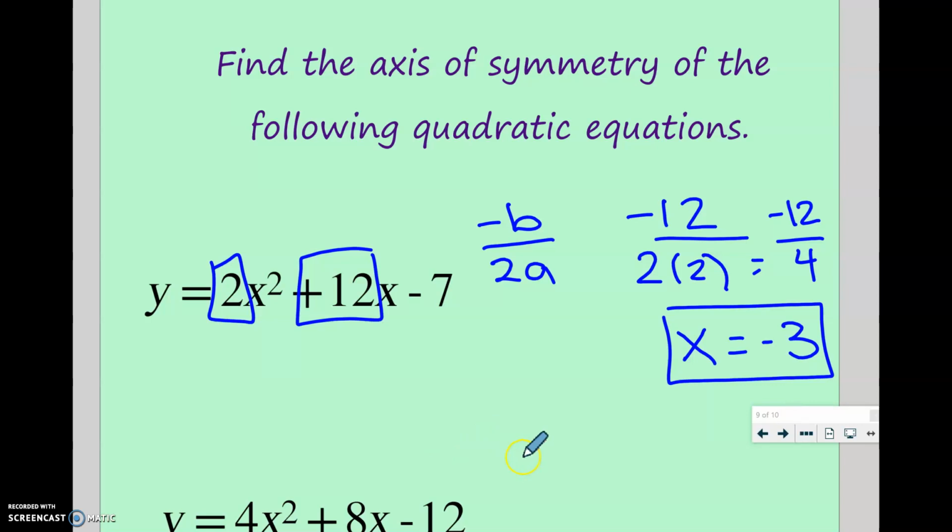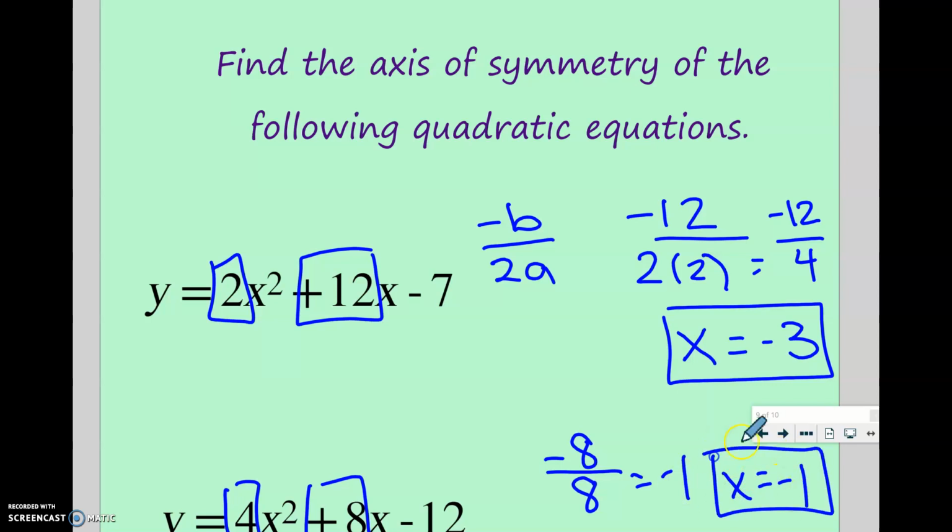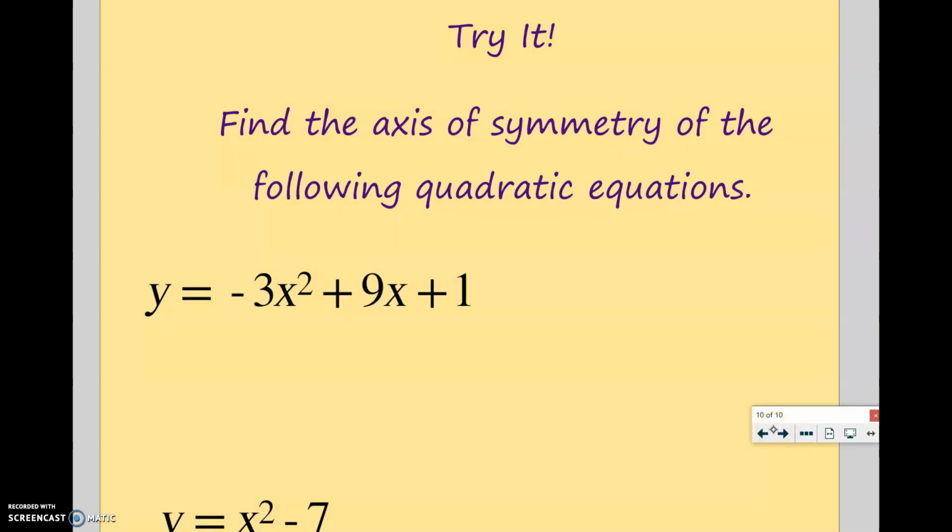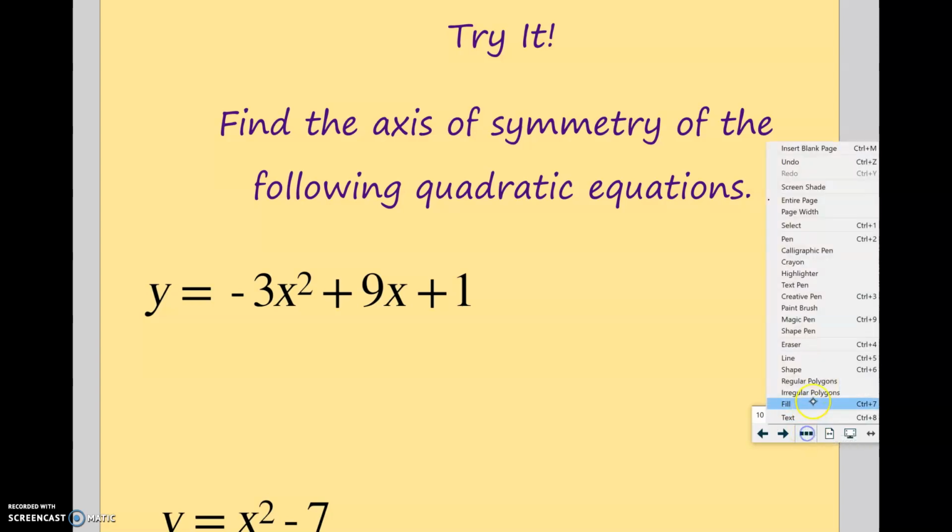Same one, negative b, same way, negative b over 2a. Here's my b, so 8, negative b over 2 times a, which is 4. So 2 times 4 is 8. So I get negative 1. X is equal to negative 1. So go ahead and try these last two, and then I will go through it, and we'll see how you did. Pause the video, try to figure out the line of symmetry, put it back on, and see how you did.